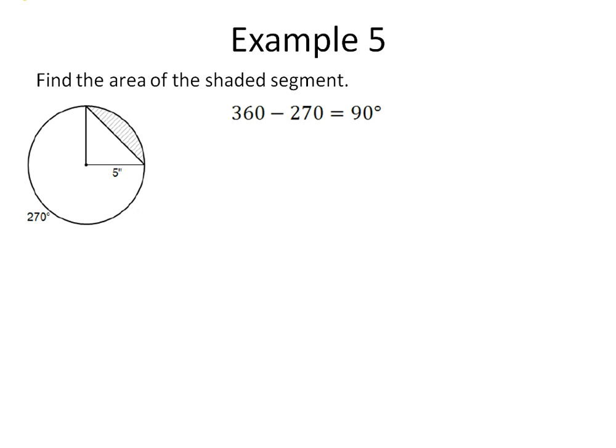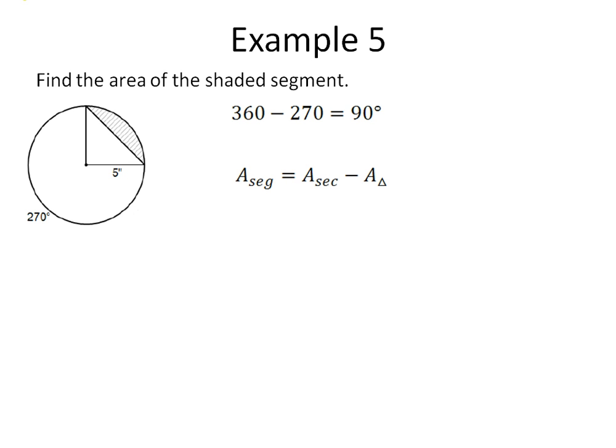So that gives us 360 minus the 270. It gives us 90 degrees. So we know this is a right triangle. So that's going to make it simpler when we go to find it, because it's going to be 5 times 5, and half of that is going to be our area of the triangle.